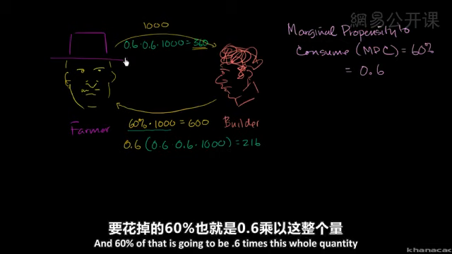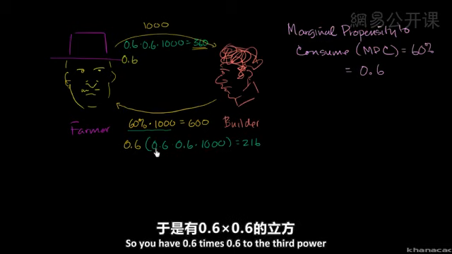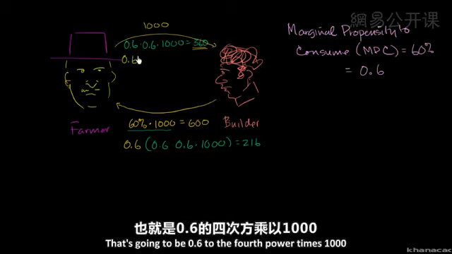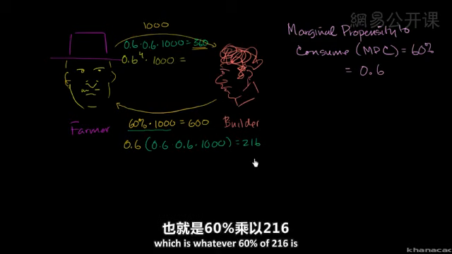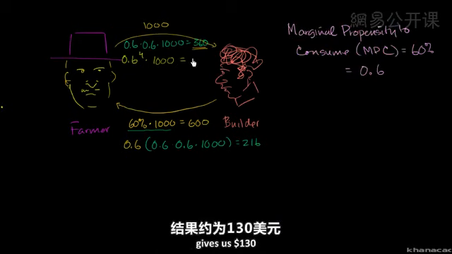So it's going to be, I'll write it here, 0.6 times this thing, which was already 0.6 times 0.6 times 0.6. So you're going to have 0.6 times 0.6 to the third power. That's going to be 0.6 to the fourth power times 1,000, which is whatever 60% of 216 is. And I'll just calculate it. So times 0.6 gives us $129.6.